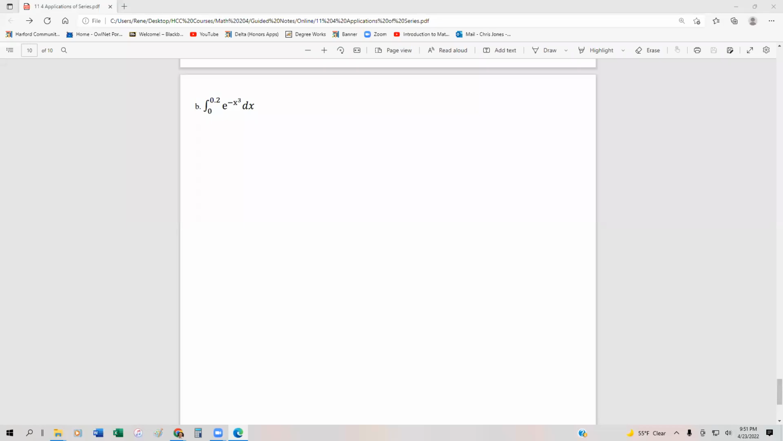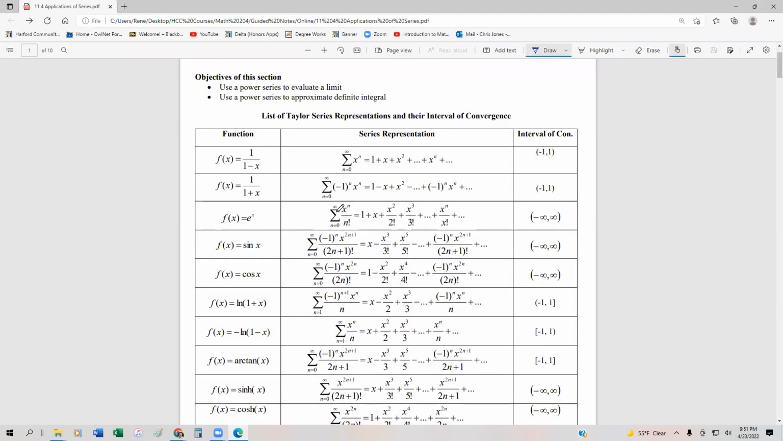So one more example of being able to use a power series to approximate the value of a definite integral. We have the integral from 0 to 0.2 of e to the minus x cubed. Just like we did before, it's probably helpful for us to remember what the power series was for e to the x: the series of x to the n divided by n factorial. So we're going to replace x to the n with minus x cubed.